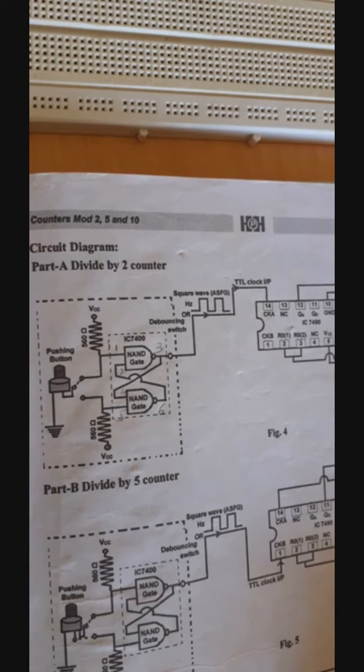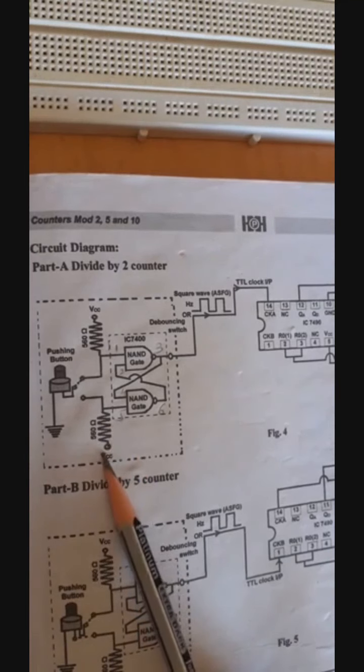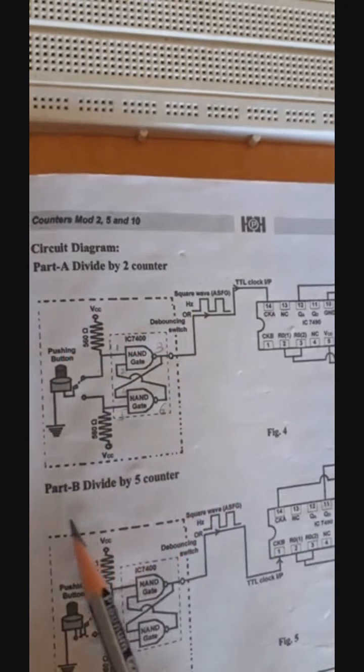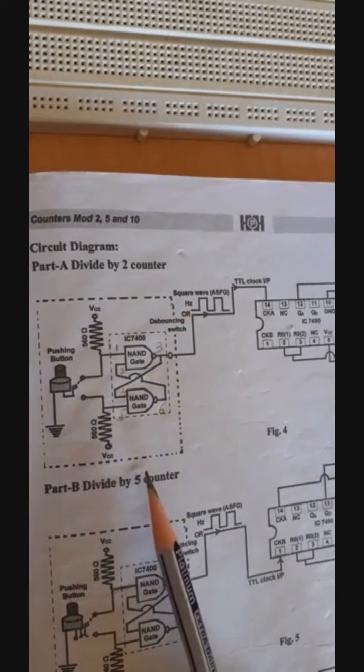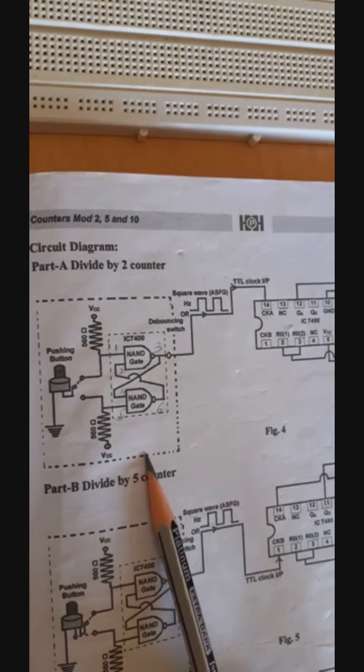Okay, so the main part of this circuit is what? That is the debounce circuit. So first we connect the debounce circuit of the given experiments. Here you can see the diagram of the debounce circuit, the total diagram. What is the purpose of this debounce circuit? The purpose of this debounce circuit is to provide the clock pulse for the given mod 2, 5 and 10 circuits. So firstly we design the total debounce circuit.